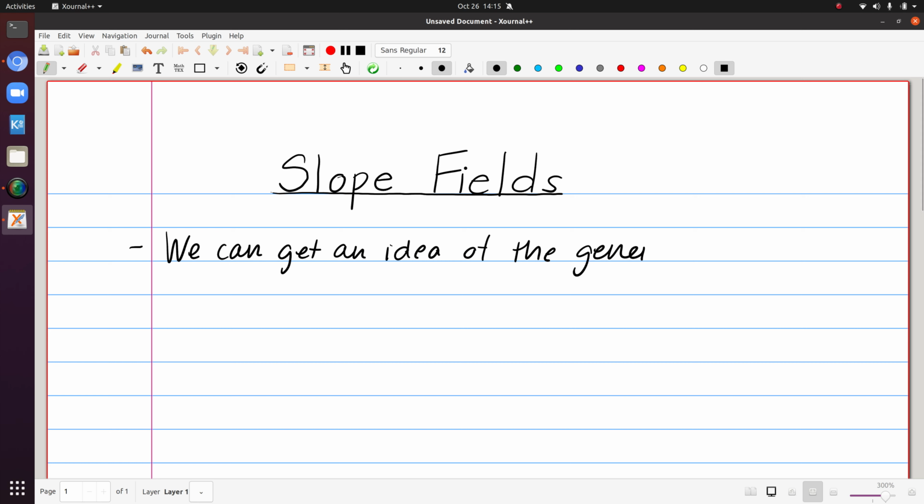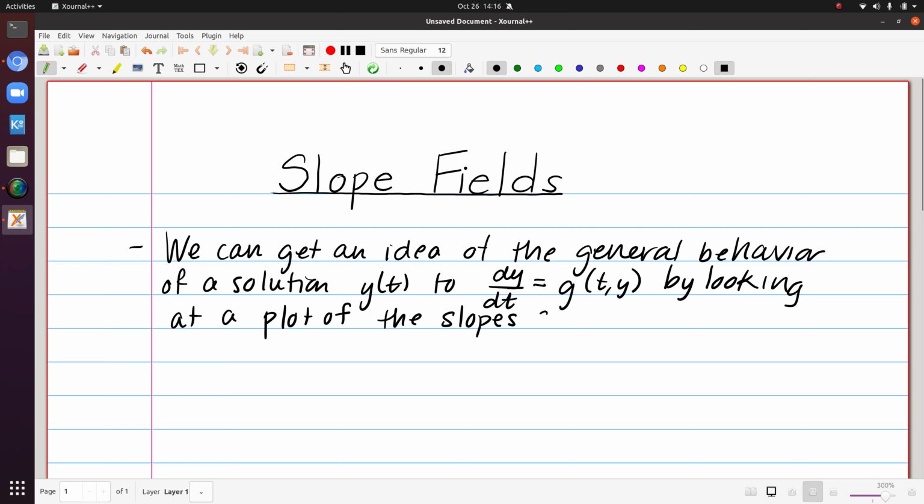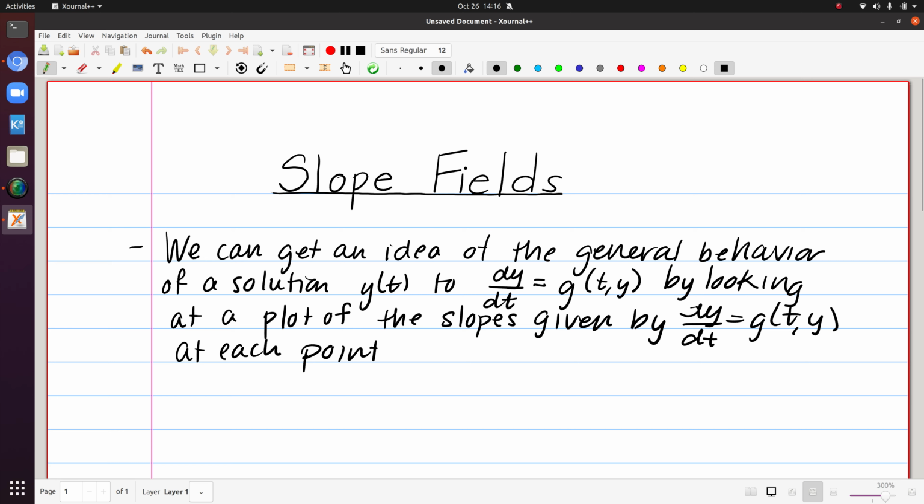So the idea of a slope field here is that we can get an idea of the general behavior of a solution y of t to the differential equation dy dt equals g of t comma y by looking at a plot of the slopes given by my differential equation dy dt equals g of t comma y at each point. And importantly, when we talk about such a plot, these plots are called slope fields.